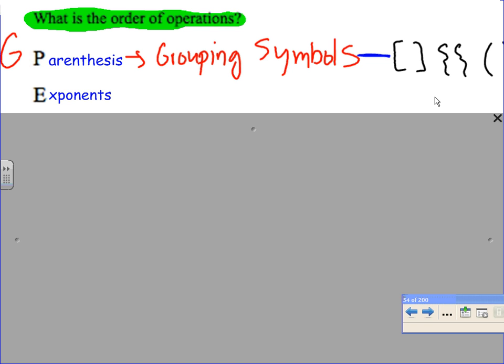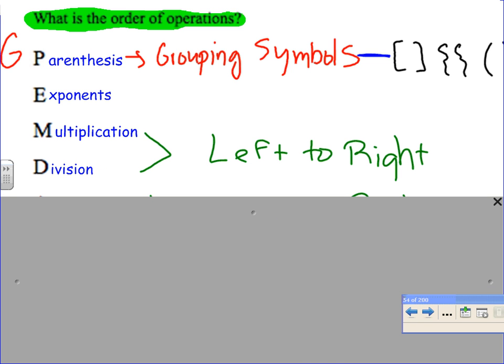Okay, now the next two are kind of weird. What are the next two words? The M and the D. Briar? Good. Multiplication and division. What order do we multiply and divide, though? Sean? Good. Whatever comes first. Multiplication and division, you simplify from left to right. In other words, whatever comes first.